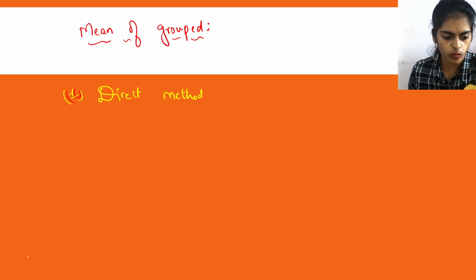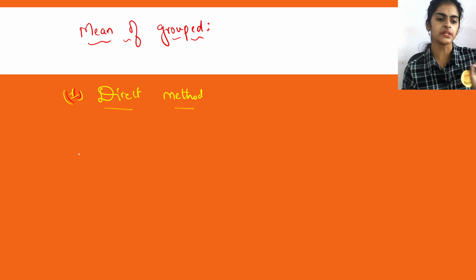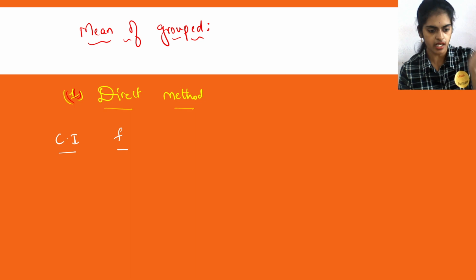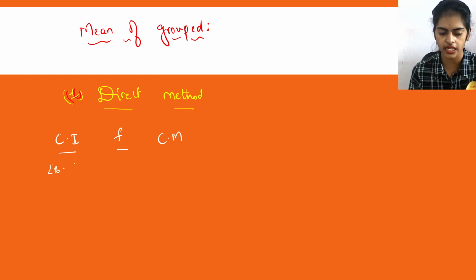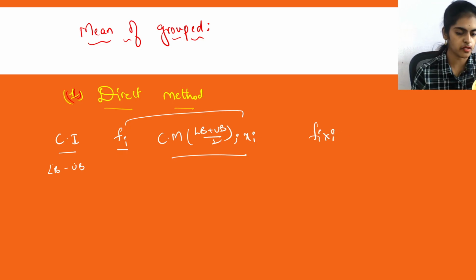So in direct method, what do we actually do? Grouped data means you're given class interval and frequency. This is what is given in the question. So you are finding the class mark. Class mark is nothing but the average of the lower boundary and upper boundary. Lower boundary plus upper boundary divided by 2 gives you the class mark, and we denote this class mark by xi. Then you take fi as frequency and multiply fi xi. This is a simple table which we follow for the direct method.